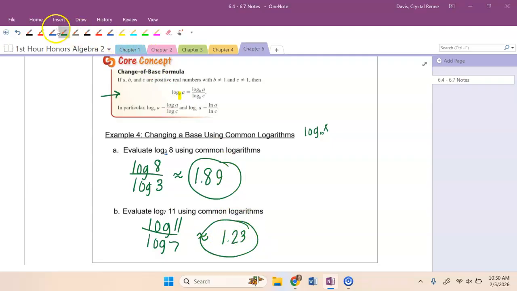Now, once again, we do not want to forget what we're doing here. What does this 1.89 mean? This means that 3 to the 1.89 power, and remember these are rounded, is about 8. And this here means 7 to the 1.23 power. Once again, it's rounded, so it's going to be about 11.